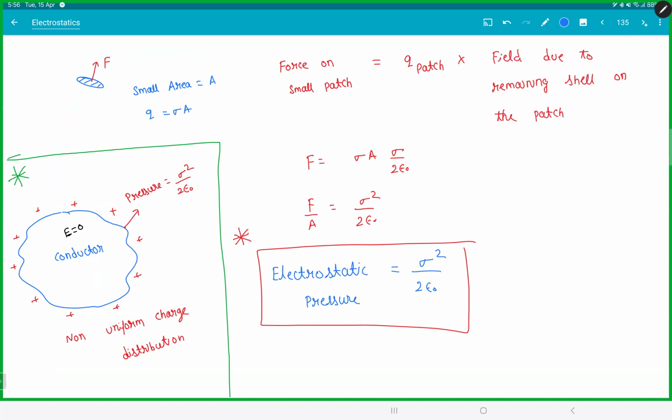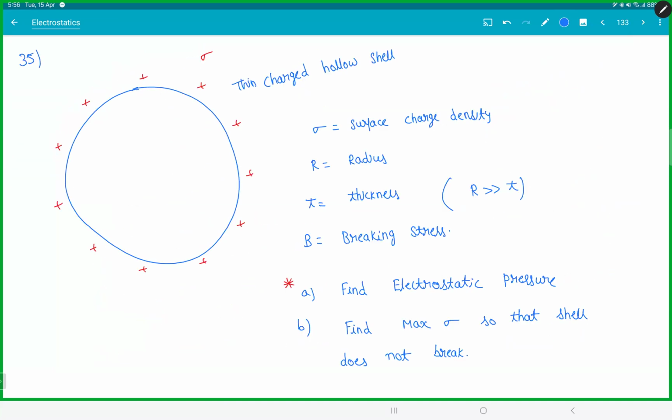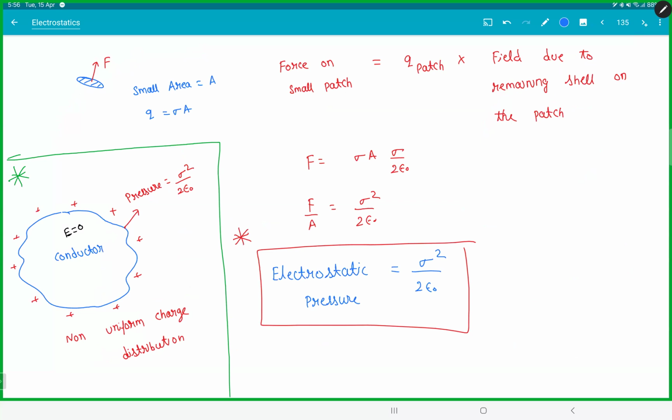The question is still not over. Now, using this result, you have to do the second part. What is the second part? If you keep on putting the charge on this shell, at some point it explodes. Find the maximum sigma. Now you try. I'll give you a minute or two. And this second question we have done before.